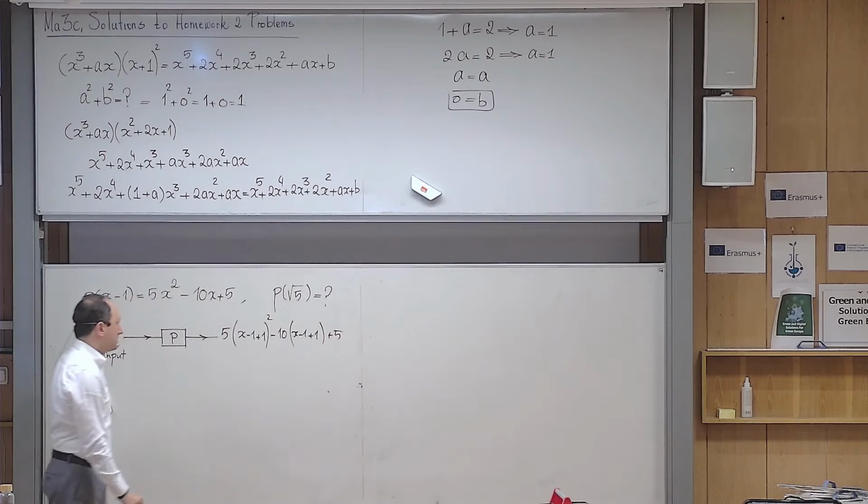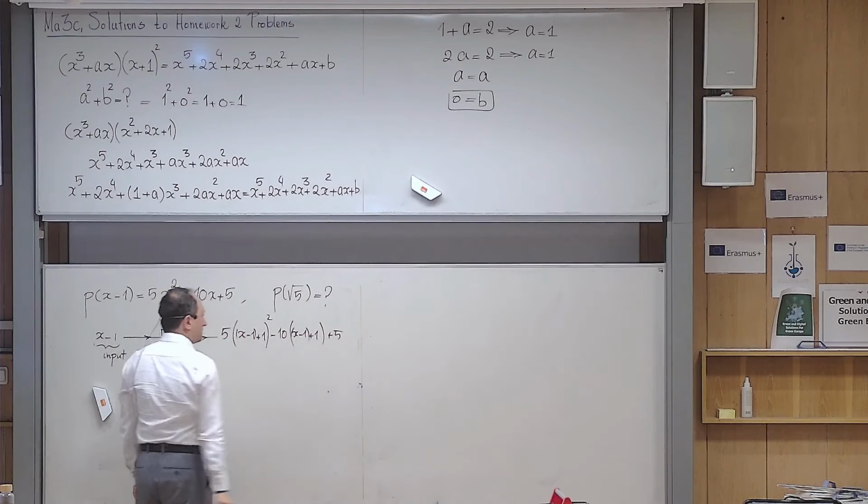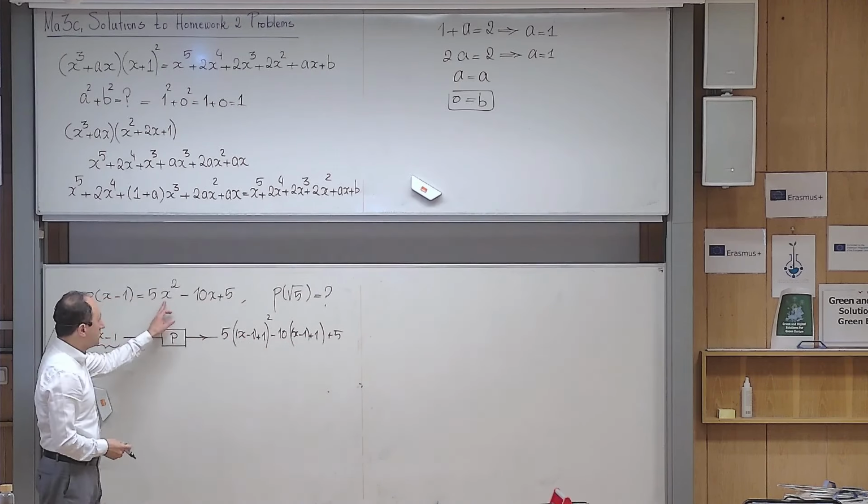Yes? Is that understandable for everyone? Instead of x, I have written x minus 1 plus 1. Why is that? Because the input is a little bit weird in this problem. The input is x minus 1. So x is not the input. Input is x minus 1. X is your input 1 unit more. So this is your input 1 unit more.